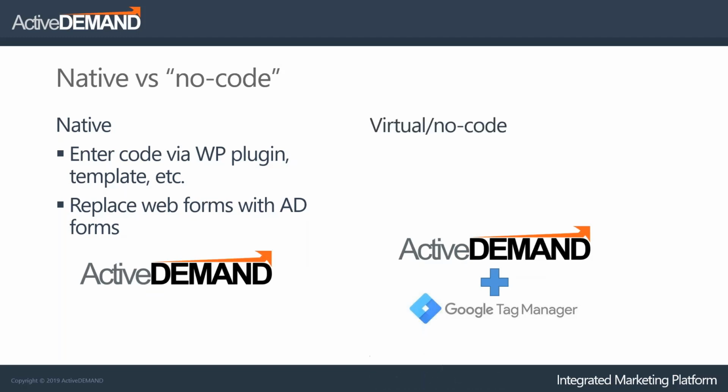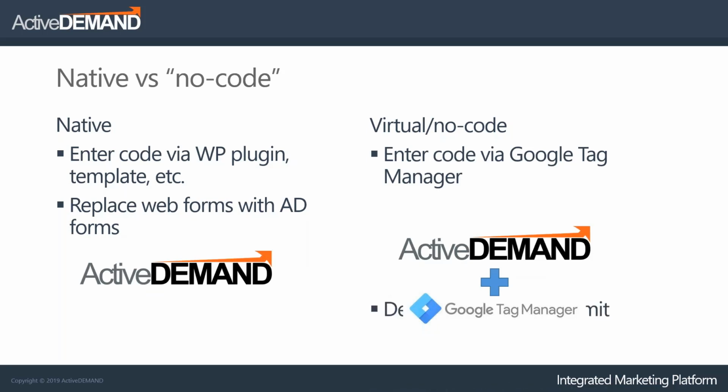The virtual or no code option, this might be if you've got a client who doesn't have access to their website or won't give you access to the website, or their CMS is really bad and you don't want to touch it, or if it might break the website. Generally, for this option, you'll need Google Tag Manager. It uses this combination of Tag Manager and ActiveDEMAND to both get the code onto the website as well as detect virtual form submits. So whatever form solution you have in place, we're going to virtually detect when those forms get submitted and use that to get the data into ActiveDEMAND.